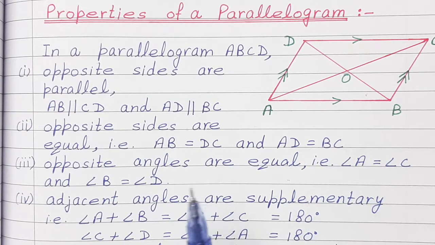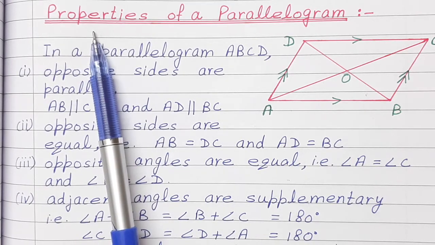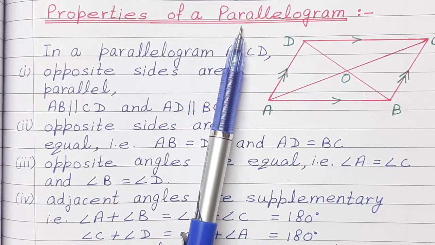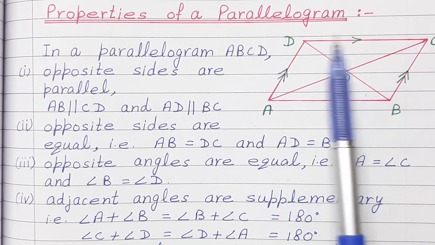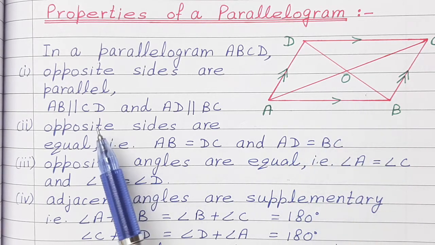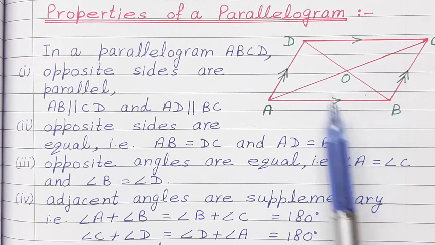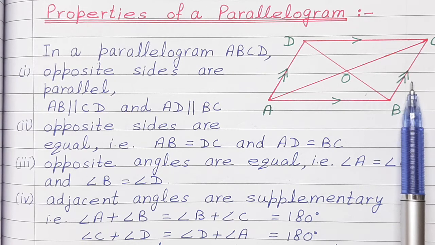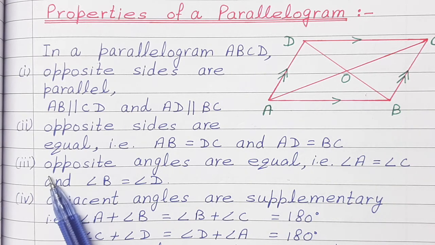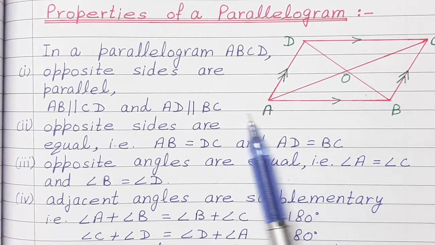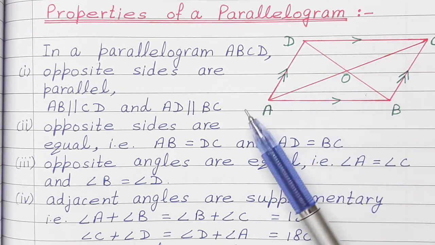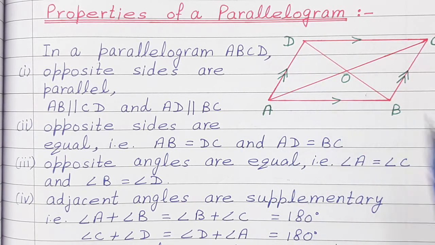Now children, let us discuss the properties of a parallelogram, which are very, very important. So the first property is, in parallelogram ABCD, opposite sides are parallel. Right? And the second is, opposite sides are equal. That is AB equal to CD and AD is equal to BC.